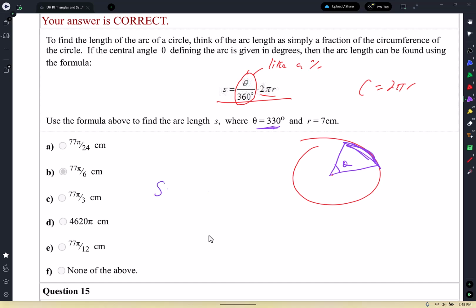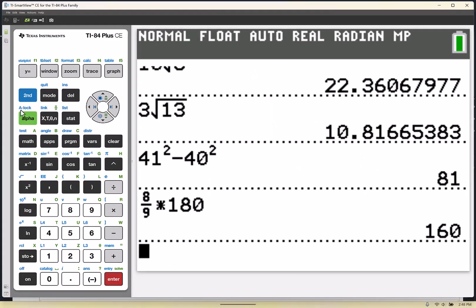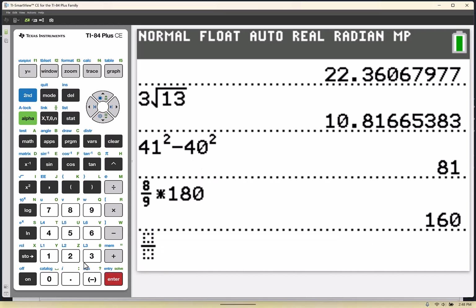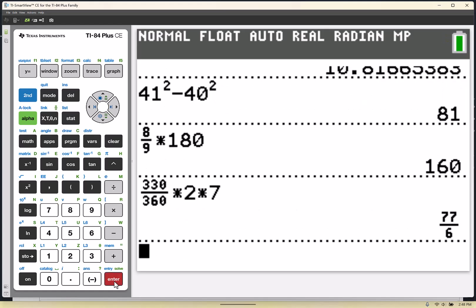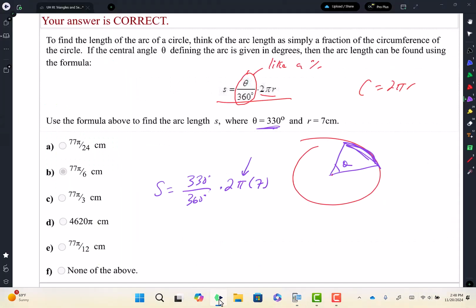So I'm going to go arc length S equals 330 degrees over 360 degrees. That's like a percentage. Times 2 times pi times 7. Take your calculator. Notice that all the answers have a pi in them, so do not insert pi in the calculator. Just do this: 330 over 360. There's my percentage. And I'm going to go times 2 times, don't write pi, times 7. And then hopefully it'll give it to me in fraction. There it is. Just put a pi in the numerator. 77 pi over 6. Arc length equals 77 pi over 6.